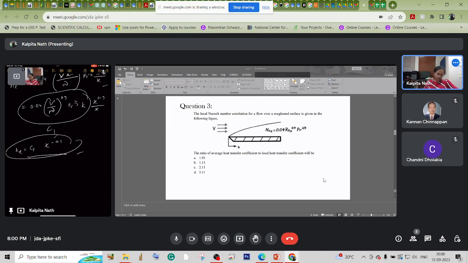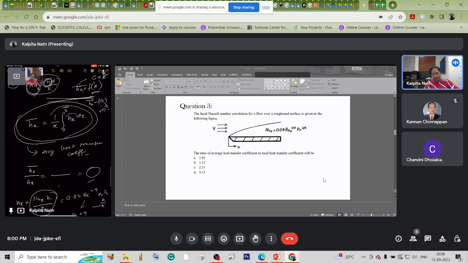Understood? Any doubt? For the average one, you will just find the average over the whole length, through integration. Ma'am, is it 1.11? It will be 1.1. Okay.